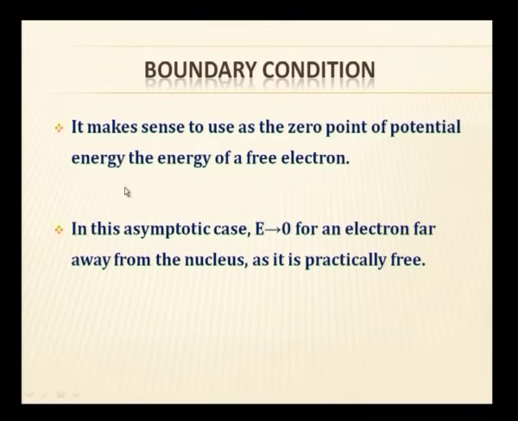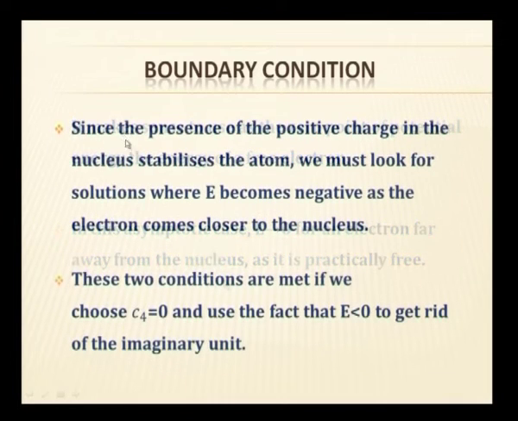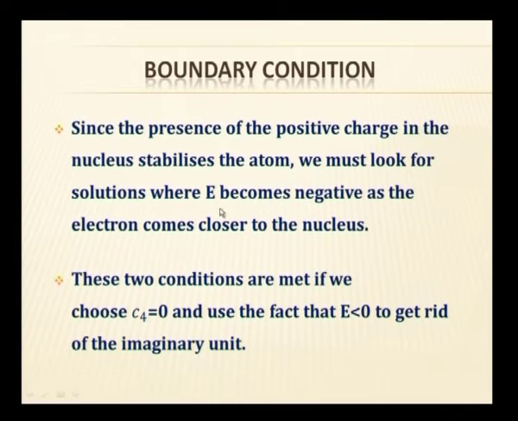Then it makes sense to use as the zero point of potential energy the energy of the free electron. In the asymptotic case, E tends to 0 for an electron far away from the nucleus, as it is practically free. Since the presence of positive charge in the nucleus stabilizes the atom, we must look for solutions where E becomes negative and the electron comes closer to the nucleus. You know, the energy of the electron should be negative. Negative means the electron is bound to the atom. In physics, you know, the negative sign stands for attraction. The binding energy should be negative.